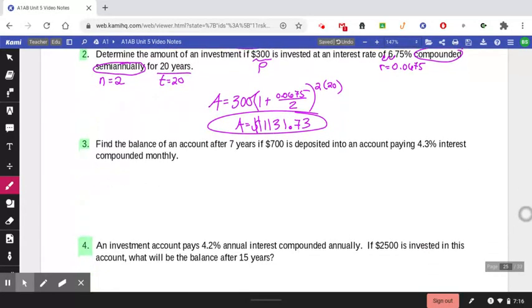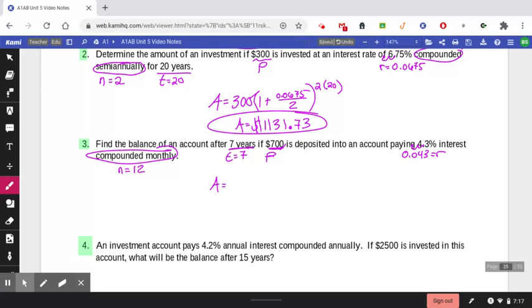Let's try 2 more. Find the balance of an account after 7 years. So T is equal to 7. This time they just switched up the order a little bit. 700's deposit, that's our original amount. Paying 4.3% interest, so we bring that back 2 decimal places. So 0.043 is our R value. Compounded monthly. So you could maybe figure this out and say how many months in a year. That's an n value of 12.